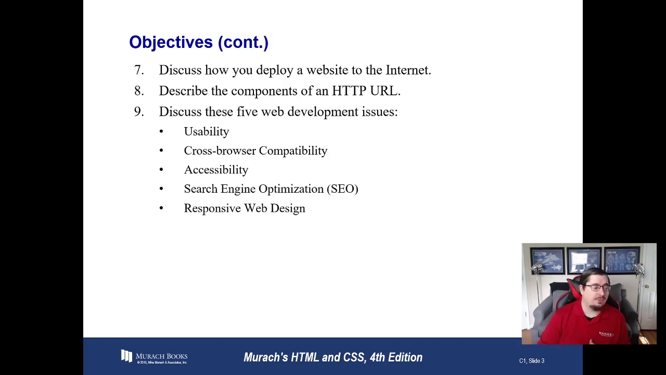We'll talk briefly about how to deploy a website to the internet. It's not something we're going to do until a little bit later, more than likely, but we'll briefly talk about the tools that you would use if you wanted to do that. We'll also talk about the components, the pieces of an HTTP URL. When you actually type an address into your address bar, what are the pieces of that? That matters a lot when we're building websites, because we'll have to include those in our websites.